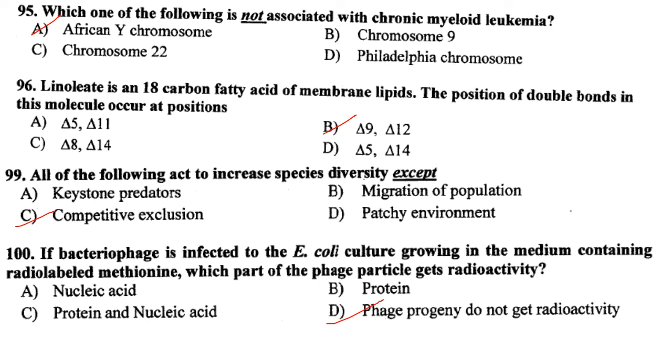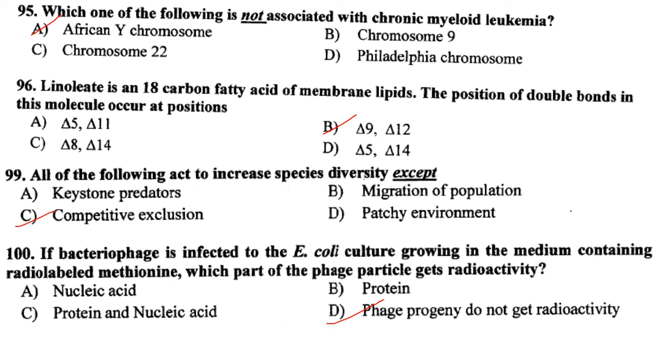Then linoleate is an 18 carbon fatty acid of membrane lipids. The position of double bonds in this molecule occur at positions. So there are two double bonds in linoleate. It is an 18 carbon fatty acid, and at carbon number 9 and 12 there is a double bond. So answer is option B, delta 9, delta 12. All of the following act to increase species diversity except. The answer is option C, that is competitive exclusion.